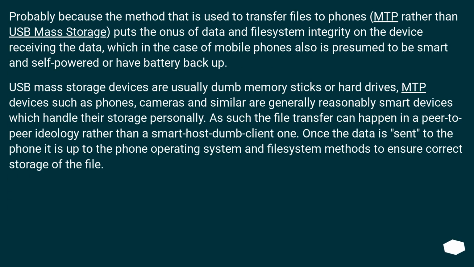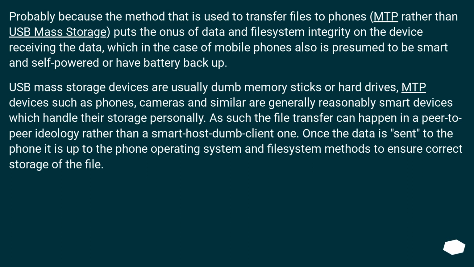Probably because the method that is used to transfer files to phones, MTP rather than USB mass storage, puts the onus of data and file system integrity on the device receiving the data, which in the case of mobile phones also is presumed to be smart and self-powered or have battery backup. USB mass storage devices are usually dumb memory sticks or hard drives. MTP devices such as phones, cameras and similar are generally reasonably smart devices which handle their storage personally. As such, the file transfer can happen in a peer-to-peer ideology rather than a smart host dumb client one.